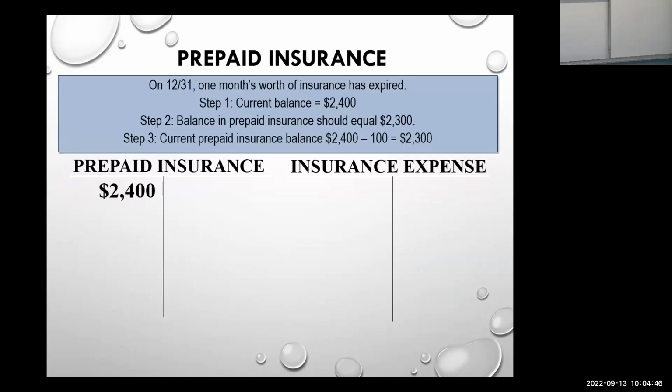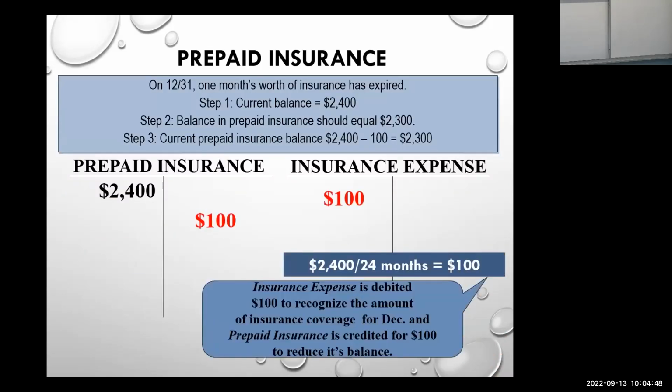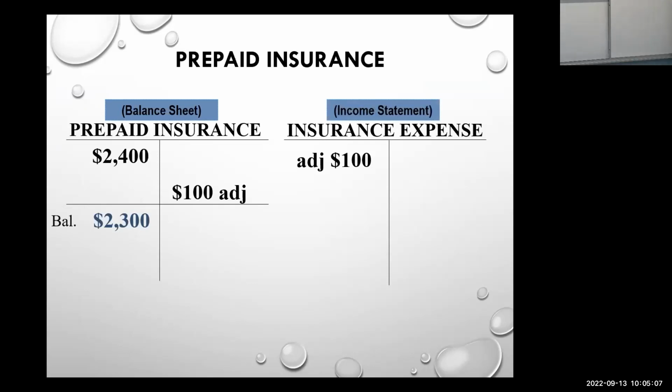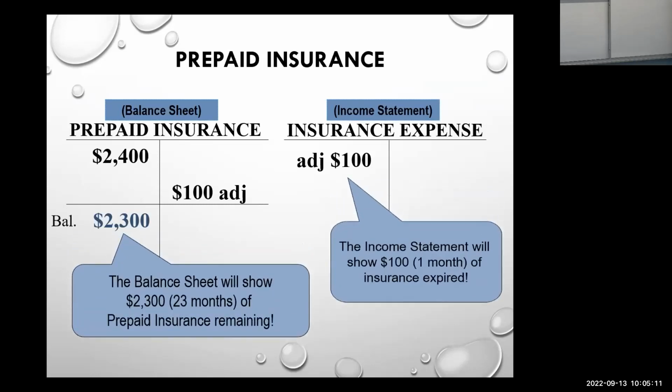So just like I said, you'll debit. And then every month when you use the insurance, you'll debit the insurance expense and credit the prepaid insurance off of the account. Right? And you'll do that. That's the adjustment. You'll do that until the balance of the prepaid insurance is zero. Does that make sense? And that's the adjusting entry.